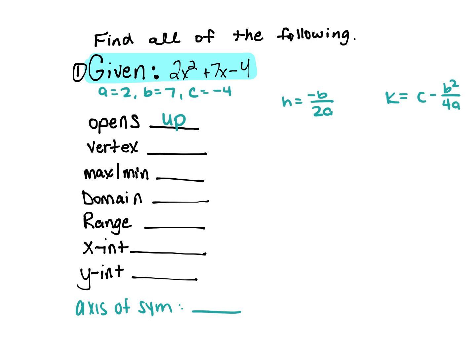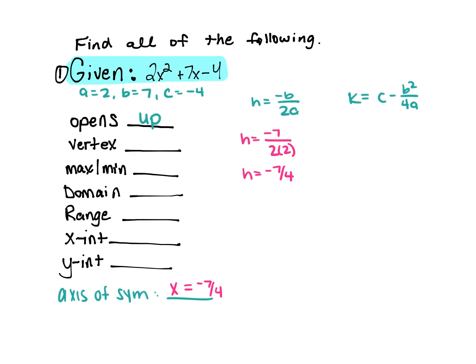So we said your a is 2, your b is 7, your c is negative 4. To find h, that's going to give you the opposite of 7 over 2 times 2, which is negative 7 over 4. That's your x value. That's also your axis of symmetry. So x is equal to negative 7 over 4 is your axis of symmetry. I would write that down so far, so that way you don't have to worry about doing that later on.